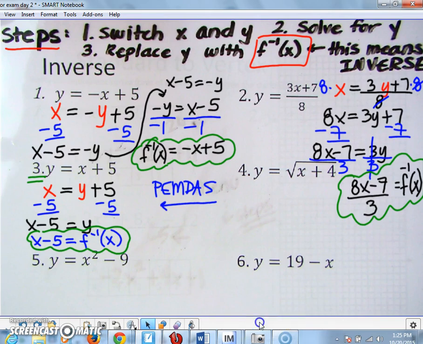All right? If you notice, number 1 is special because on number 1, the inverse and the original problem are the same.